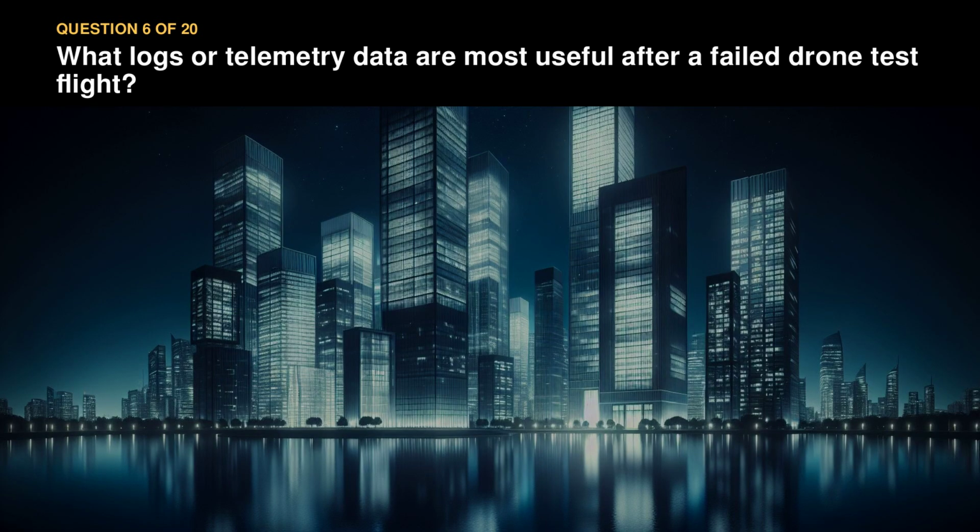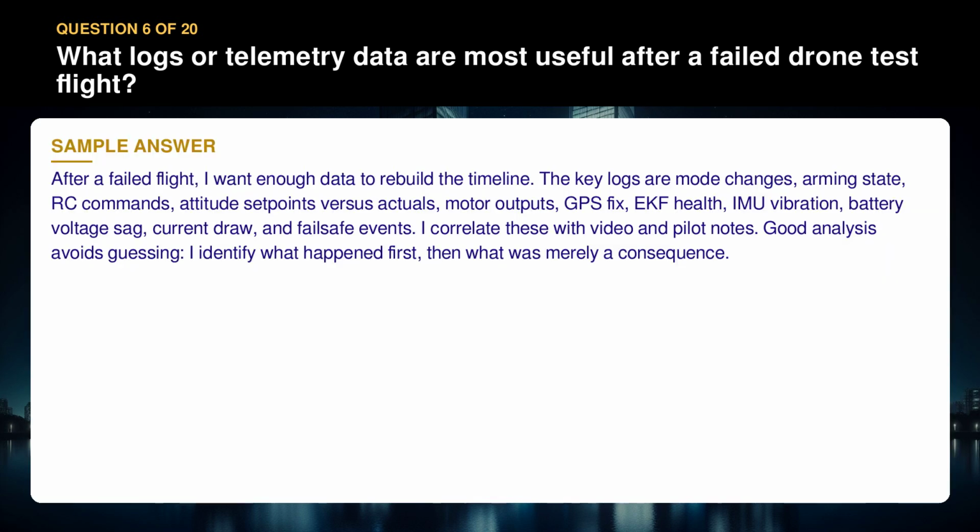Question 6. What logs or telemetry data are most useful after a failed drone test flight? After a failed flight, I want enough data to rebuild the timeline. The key logs are mode changes, arming state, RC commands, attitude set points versus actuals, motor outputs, GPS fix, EKF health, IMU vibration, battery voltage sag, current draw, and fail-safe events. I correlate these with video and pilot notes.